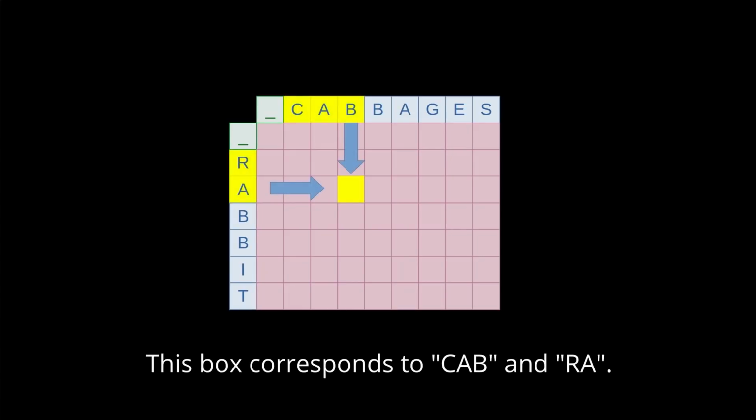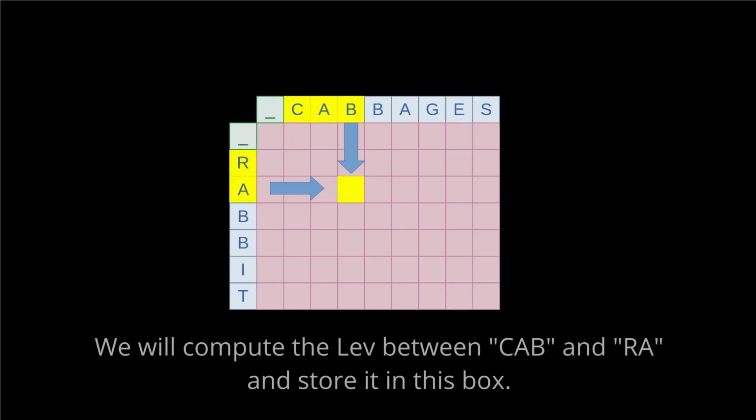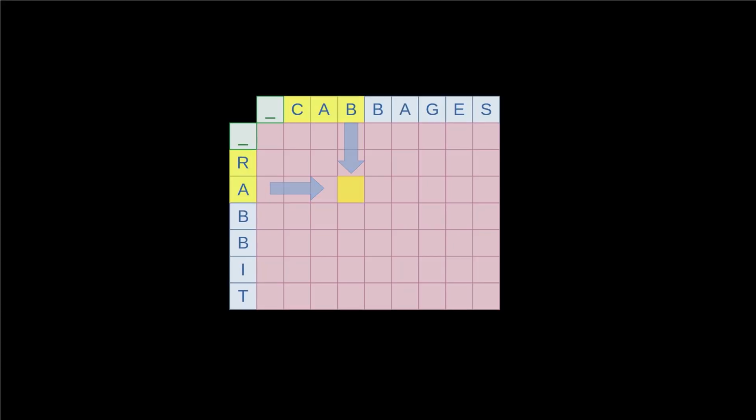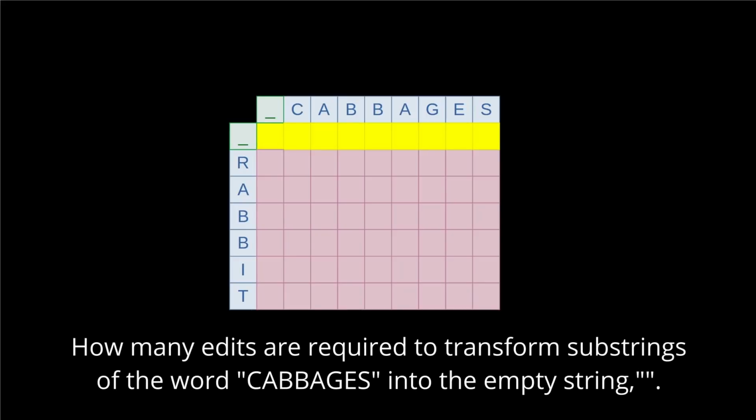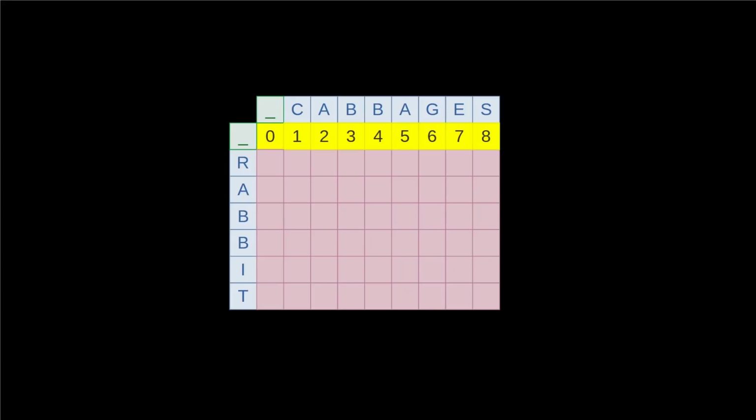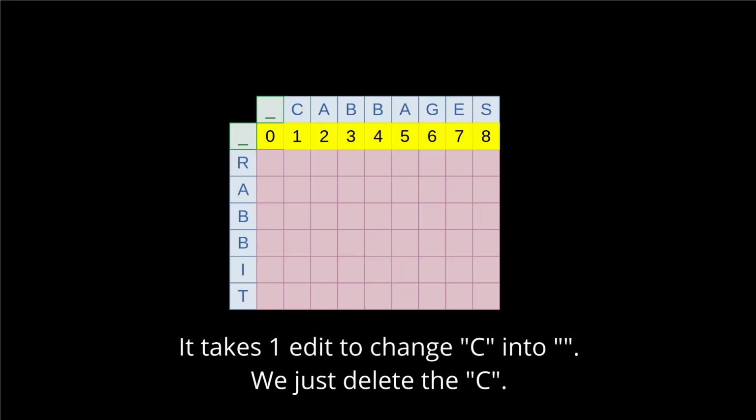So this box just here corresponds to CAB, because it is in line with the B up there in terms of columns. And it also corresponds to RA. Cab and Ra are two substrings. And this box just here is going to store a number that corresponds to the edit distance between those substrings. This first row just here corresponds to how many edits would be required to transform some substring of the word cabbages into the empty string. And it's just integers, because if you think about it, if you wanted to transform the substring C into the empty string, you would just delete the C.